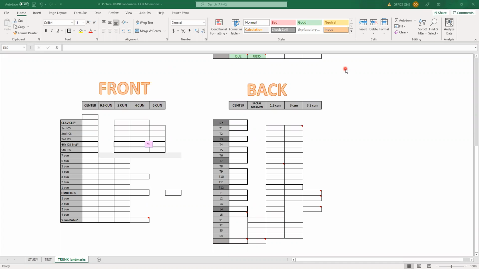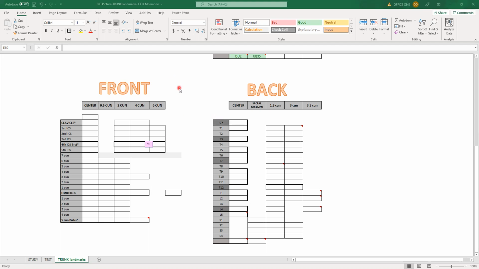I have here a new Excel sheet with a new game. This time it is for the trunk landmarks for acupuncture points in the front and in the back. The front only comprises the chest and the abdomen, and here we have the back based on the spinal vertebrae. This is based on Kim's book, Manual of Acupuncture.